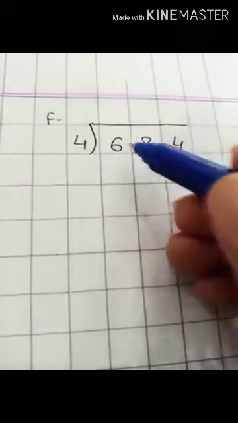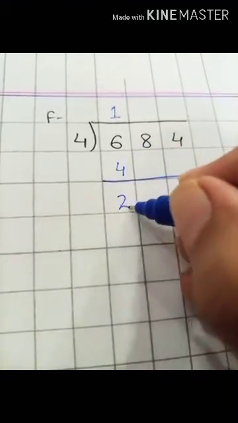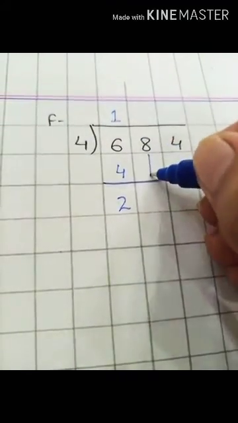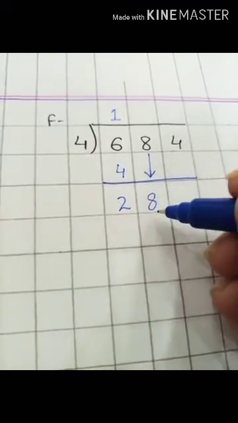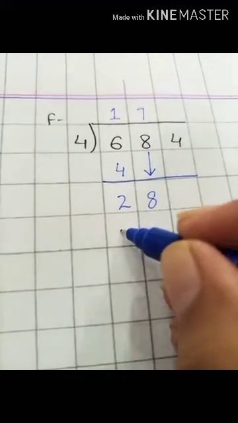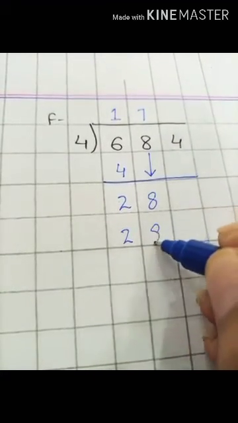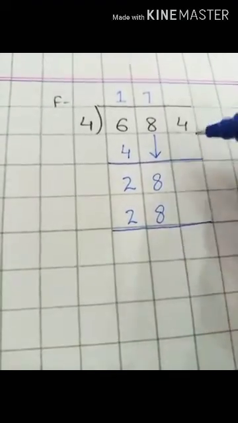Students, look at this, compare 4 with the 6. 4 1s are 4 and 4 2s are 8. Can't write the 8 here, so I will have to write 4 1s are 4 beneath the 6. 6 minus 4 is 2. 2 is smaller than the 4, so I have to take this 8 down here. This will become the number 28. Read the table, 4 7s are 28. Now 28 minus 28 is 0. I am not writing it here.